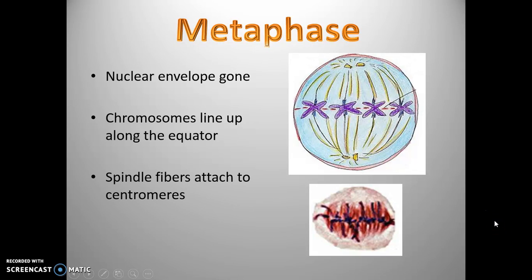Your spindle fibers are going to attach to the centromere. Remember, the centromere is the center of the chromosome. Okay, it's where the two sister chromatids are attached. So the spindle fibers are going to attach to this point so that we can rip them apart.